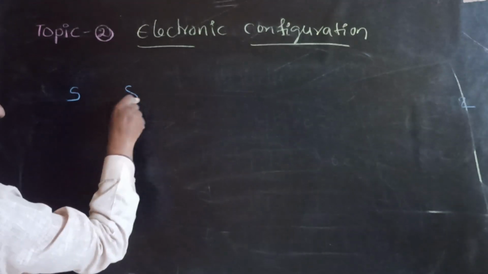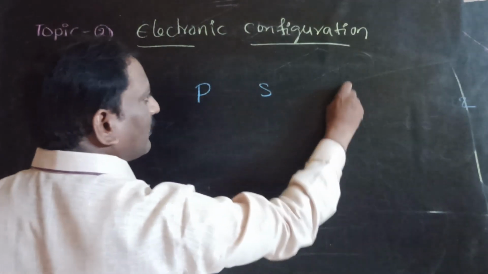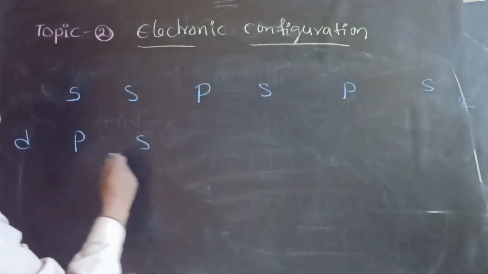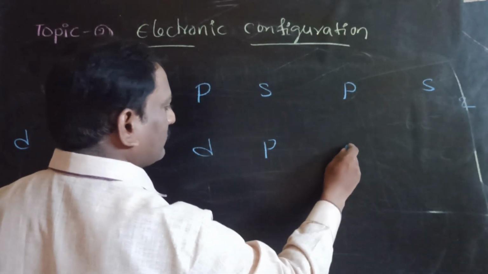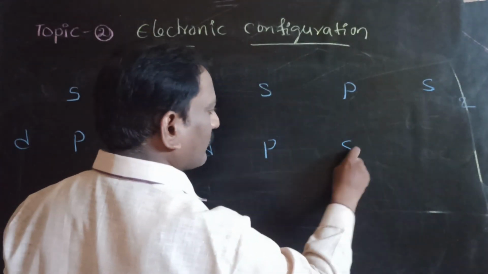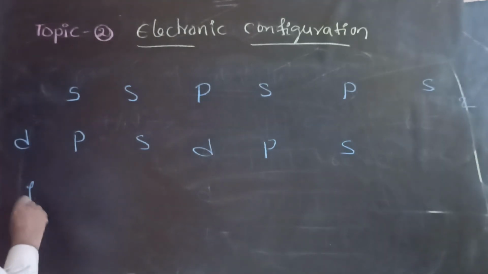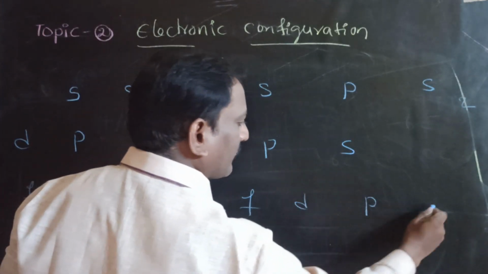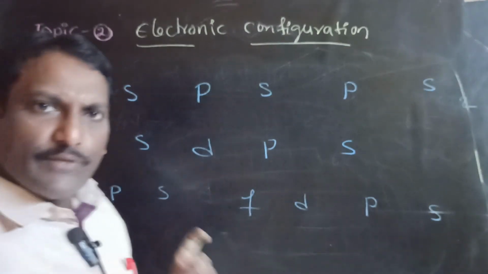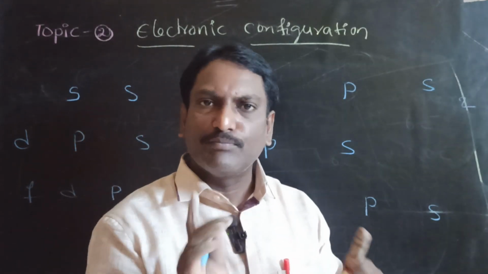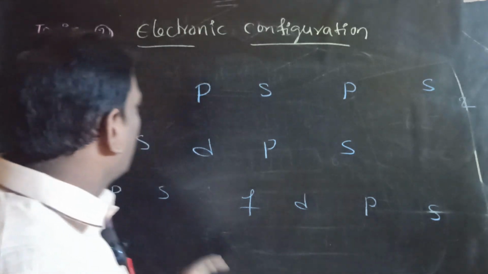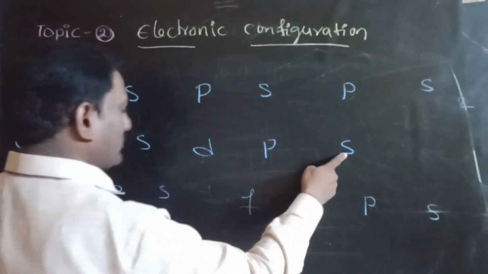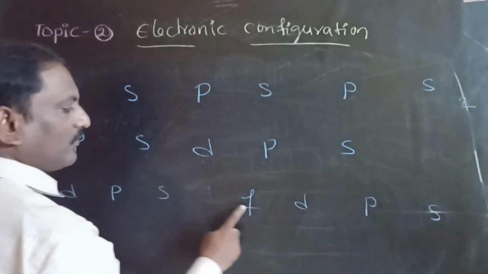Star star, power star, daring power star, dashing power star, full daring power star, full dashing power star. So this is a simple keyword to remember the order of the orbitals in a simple way. Please remember that. Star star, power star, daring power star, dashing power star, full daring power star, full dashing power star.